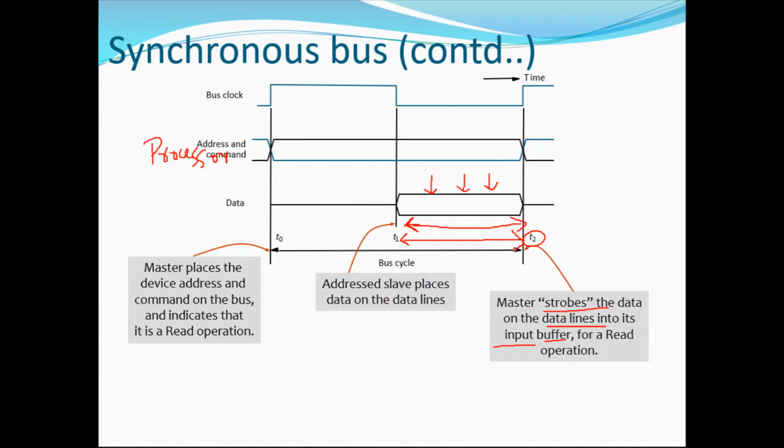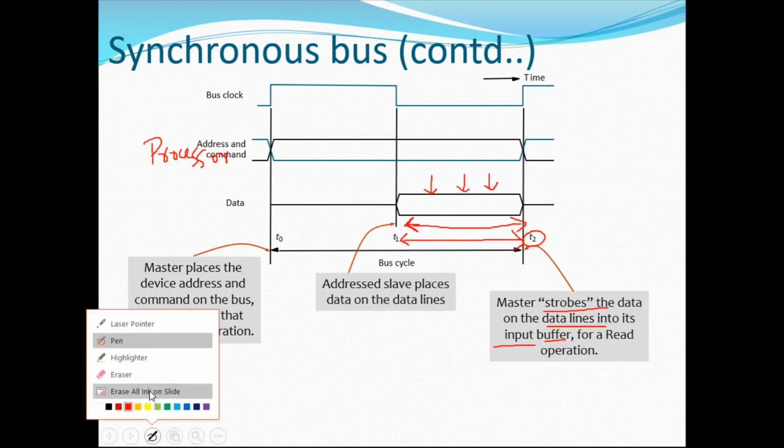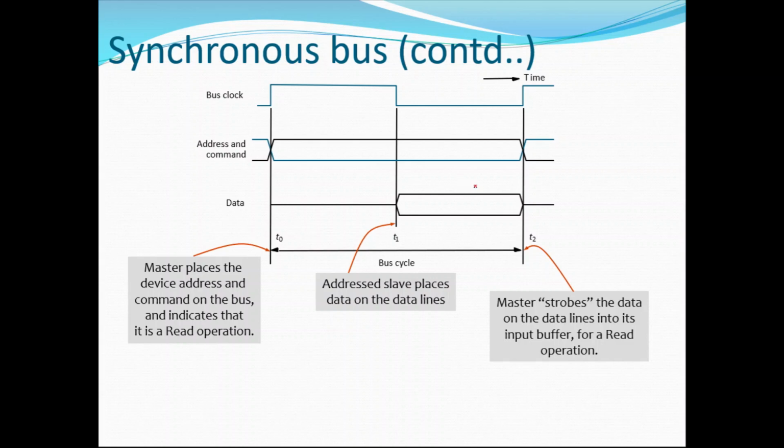So it was calculated that there is no reason for the processor to take more than this much time to set up the input buffer. So this upper bound is given. Now the processor does not really know whether the data is available or not. By T2, it will assume that data is available and it will start reading data from the data bus and store it in the input buffer. That process is called a strobe. The master strobes the data on the data lines into its input buffer for a read operation.